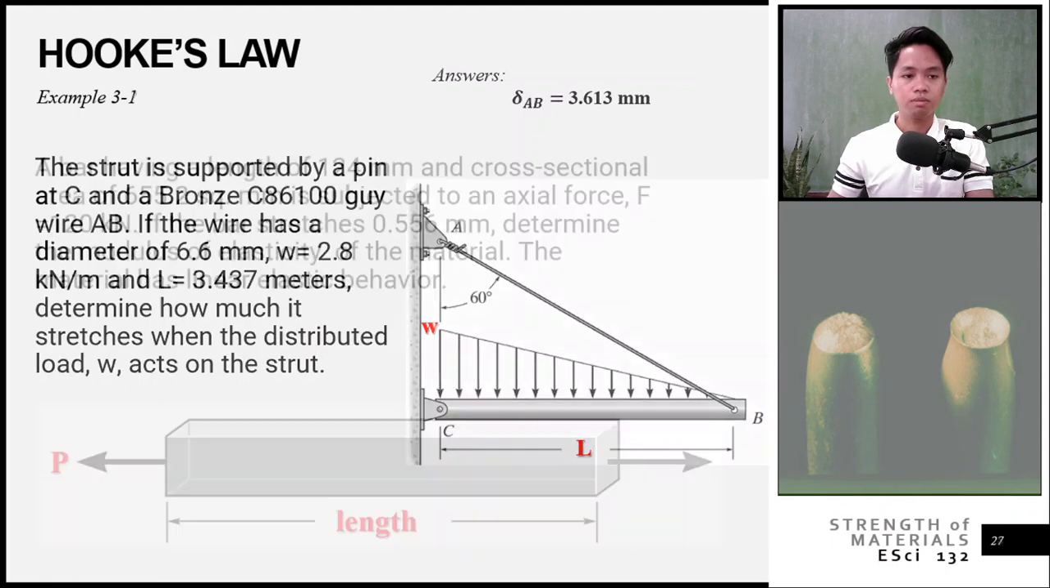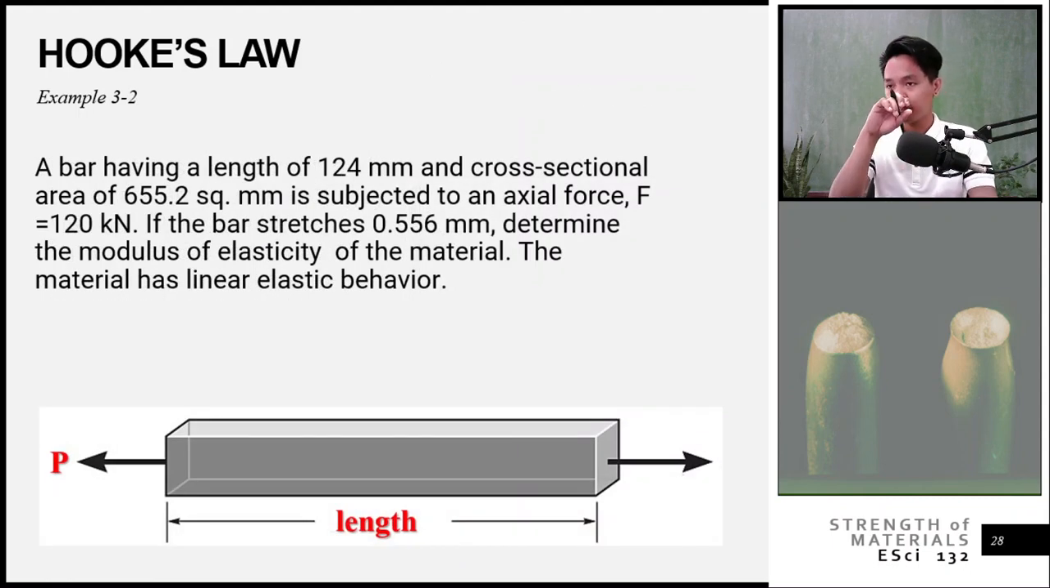So for the next problem, a bar having a length of 124 millimeters and a cross-sectional area of 655.2 square millimeters is subjected to an axial force F equal to 120 kilonewton. If the bar stretches 0.556 millimeters, determine the modulus of elasticity of the material. The material has a linear elastic behavior, meaning it is just in the elastic region. Therefore, Hooke's law is applicable.